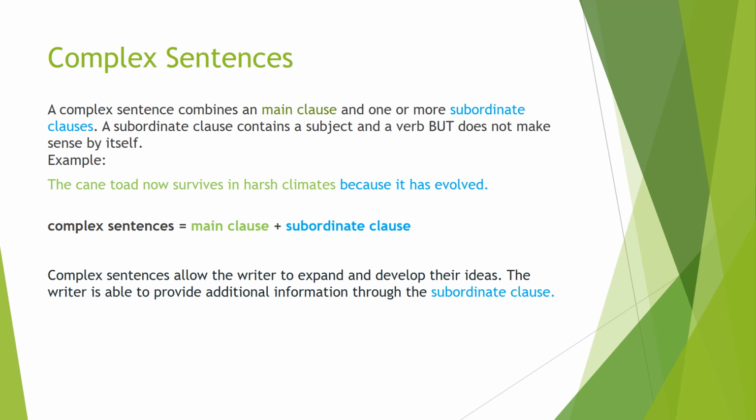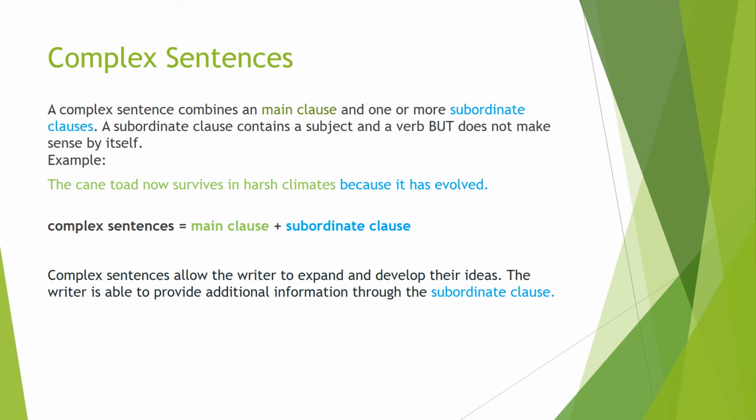Okay, finally we're going to have a look at complex sentences. Now, a complex sentence combines a main clause and one or more subordinate clauses. A subordinate clause contains a subject and a verb, but it doesn't make sense by itself. So, having a look at our example here: the cane toad now survives in harsh climates because it has evolved. We know it's a complex sentence because it has a main clause and a subordinate clause.